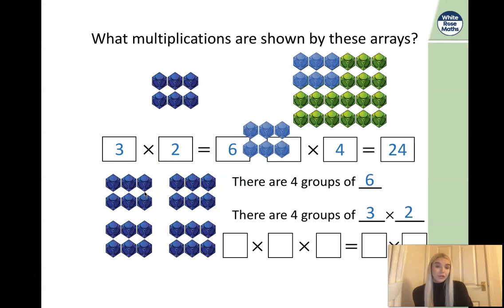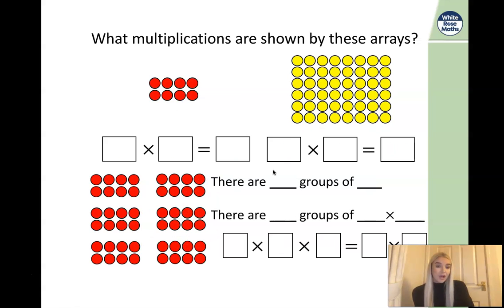Now we could look at this another way, and what we could do is enter these blue cubes and make the green one too. And if we were to do that, we would be multiplying 3 things. We would be multiplying 3 by 2 by 4, because we needed 4 sets of those groups to make the green array. And that is the same as 6 multiplied by 4, which was our first array. And they are equal, they are the same.